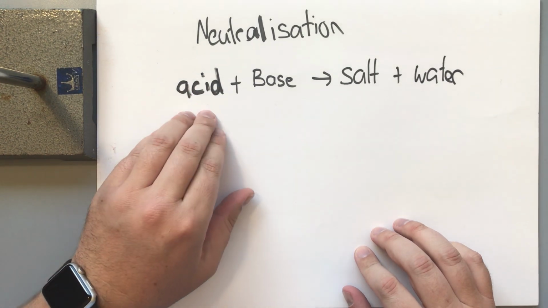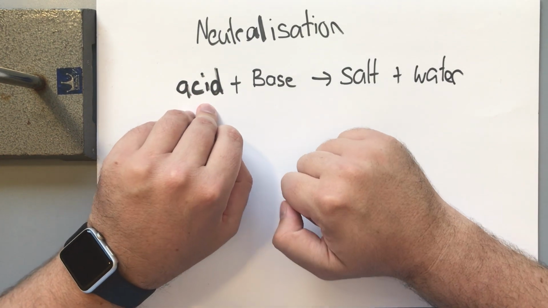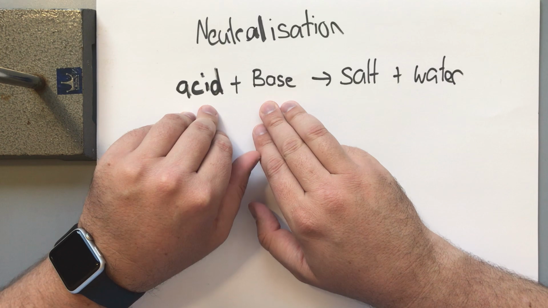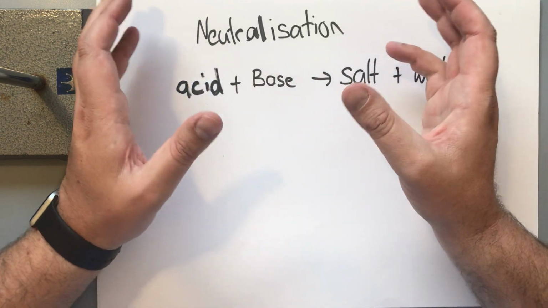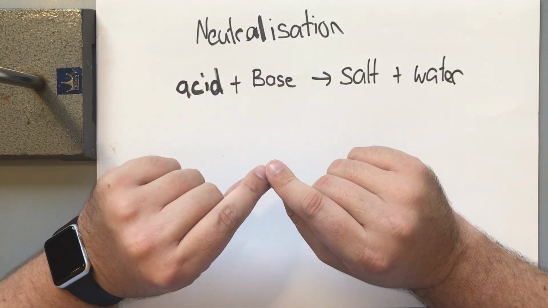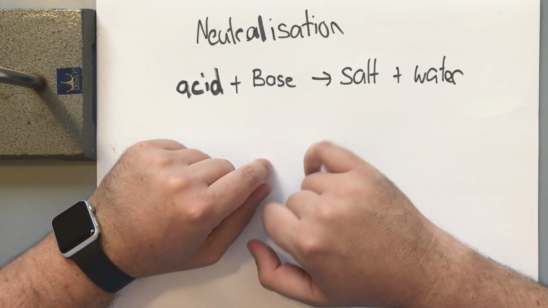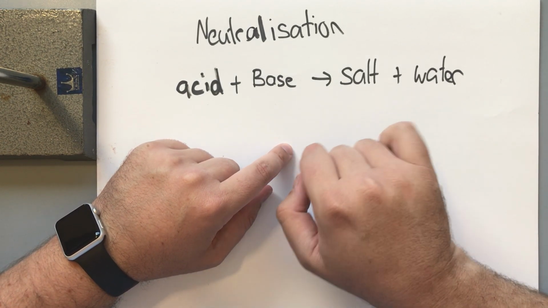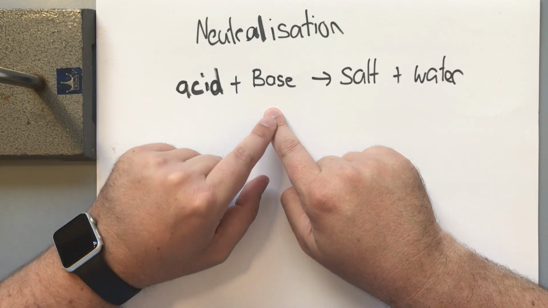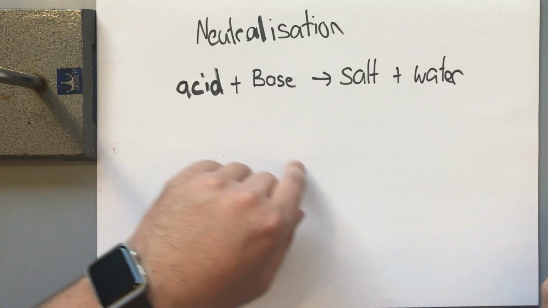We take something that's acidic with a low pH, we take something that's basic which has a high pH, we mix them together and we end up with something that's neutral or a pH close to 7. But the products of that are salt and water. So the reactants, acid and base, products are salt and water.